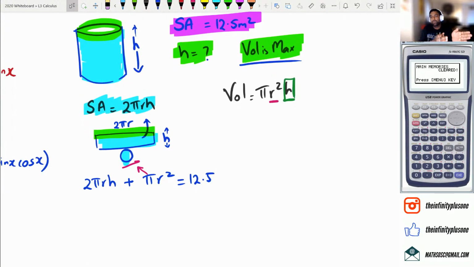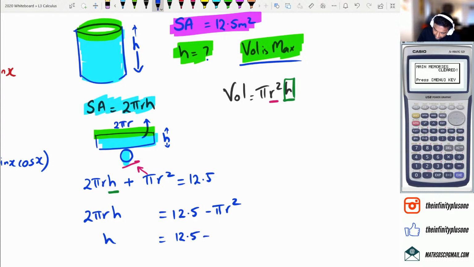So, and that's why we were given the surface area equation. So we have to rearrange the surface area equation where H is by itself. So we can actually rearrange this. So this would become 2 pi r H equals 12.5 minus pi r squared. And then H is equal to 12.5 minus pi r squared over 2 pi r.